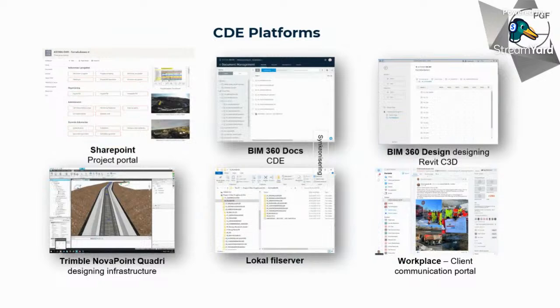So to sum up, we had several CDE platforms. Six platforms combined create one common data environment, and each of them has slightly different functions. SharePoint is for sharing relevant information among project stakeholders, like news, reports, valuable resources about the project, and photos from the construction site. We also have BIM Docs, where we store all the model files. We have BIM 360 mainly for Revit files and Civil 3D files. We have Trimble and NovaPoint Quadri for all the railroad, sewer and water system models. And we also have local files and a workplace platform, which the client uses as a communication tool.